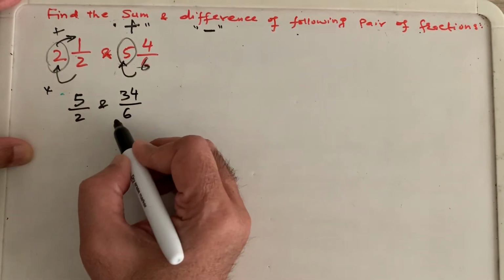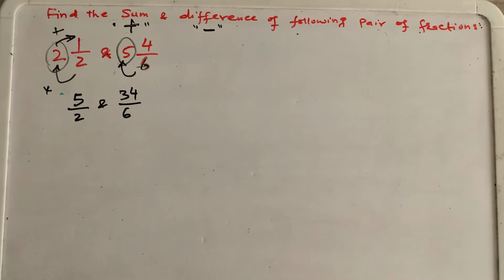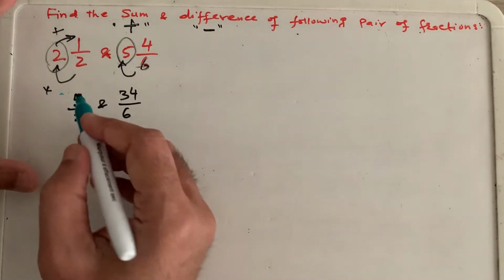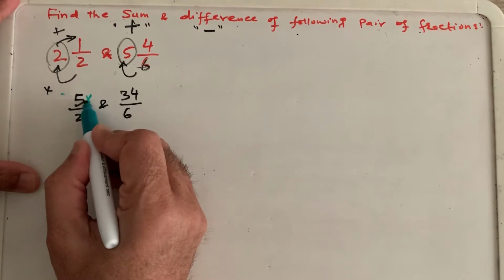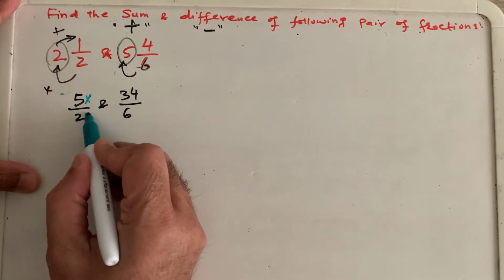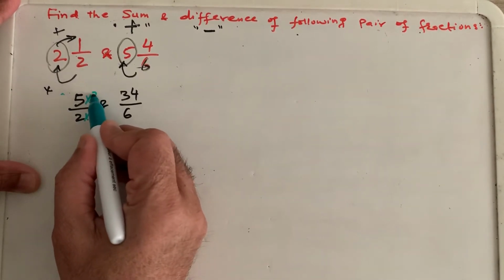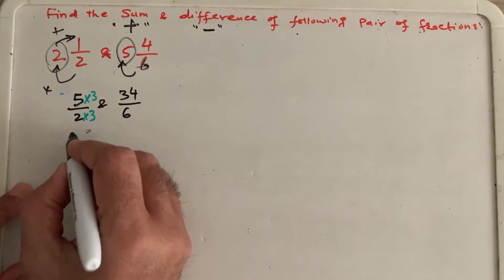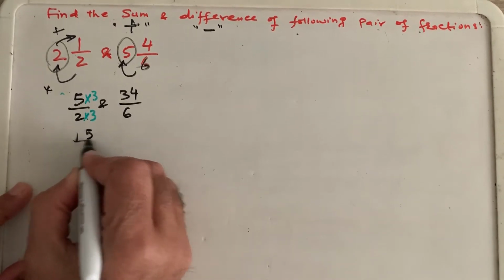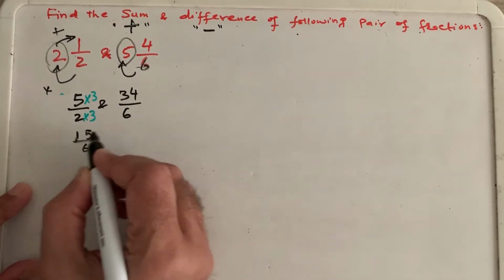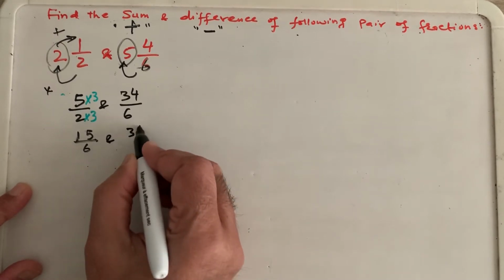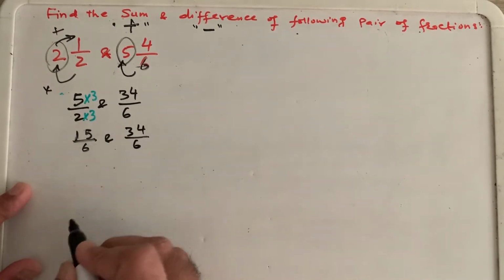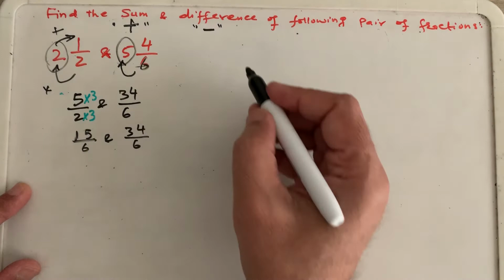divided by 6. Now you have to make a common denominator. One of the fractions you choose will be 5 over 2, because here you can make it 6 easily by multiplying numerator and denominator by 3. So now your fractions will be 15 divided by 6, and 34 divided by 6. Now you can add or subtract.